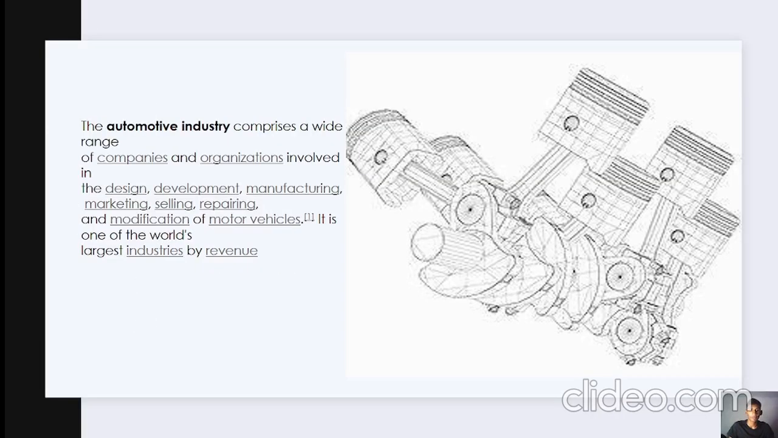First topic: the automobile industry comprises a wide range in our life of companies and organizations in the design, development, manufacturing, marketing, selling, repairing, and modification of motor vehicles. It is one of the largest industries by revenue. Basically, mechanical engineering helps out more in motor vehicles, development, designing, manufacturing things, selling, repairing, etc.